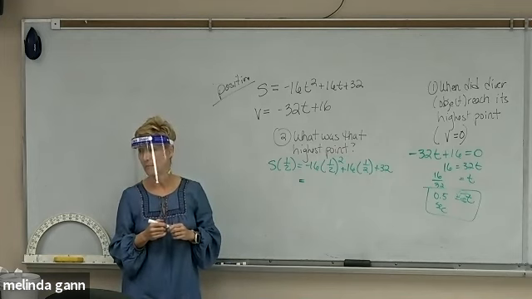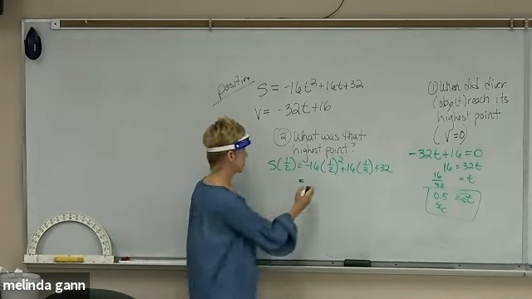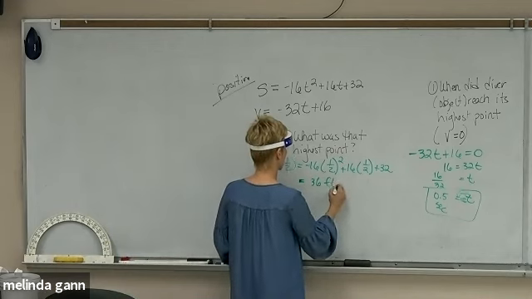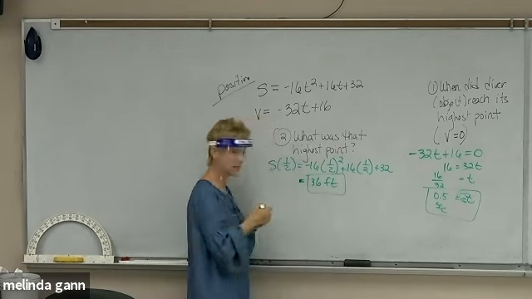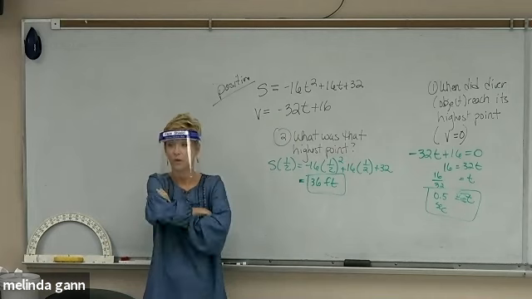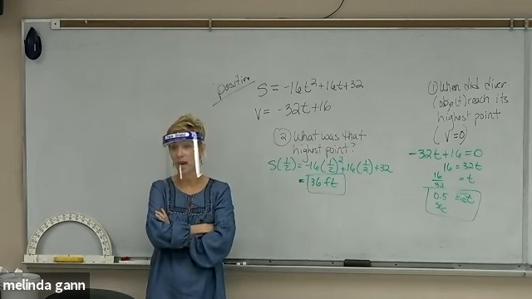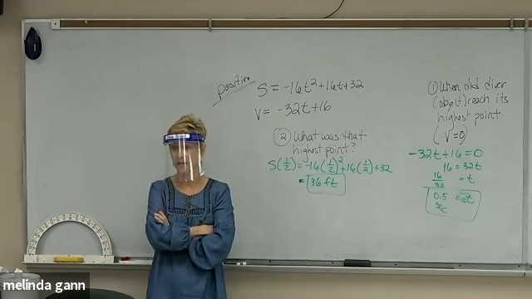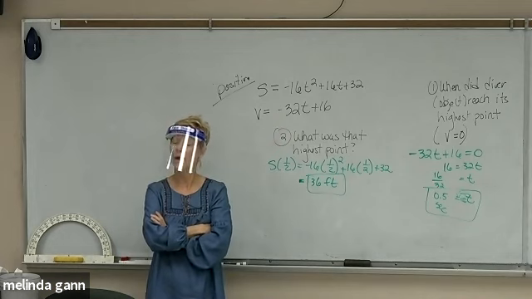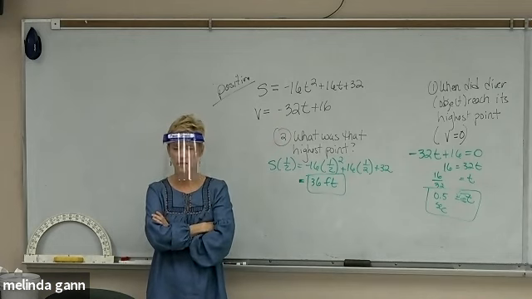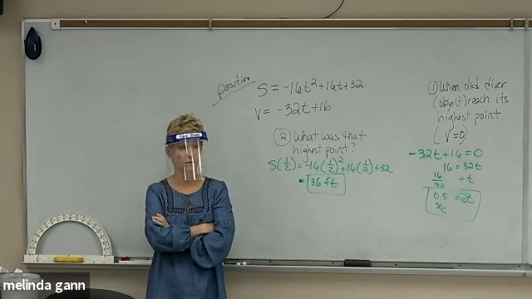So what was that maximum height? 36 feet. Now you've got to pay attention to the question though. What if I said, so how high did the diver jump? Did he jump 36 feet? No. Why? Because the diving board was 32 feet off the ground.